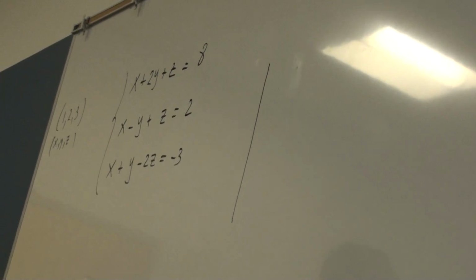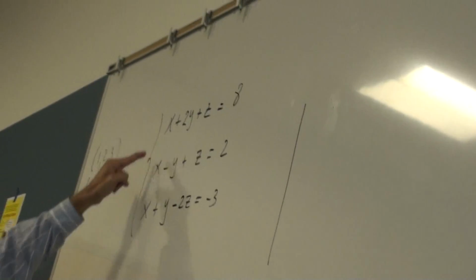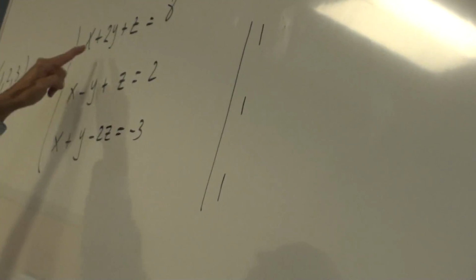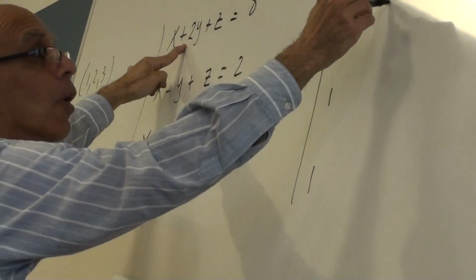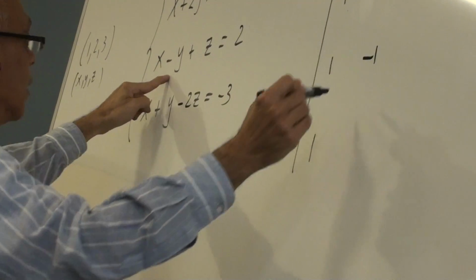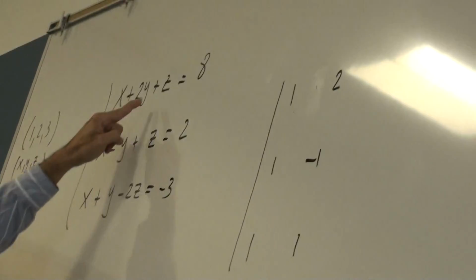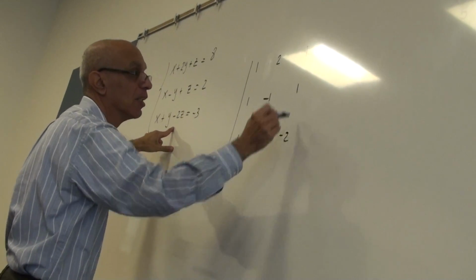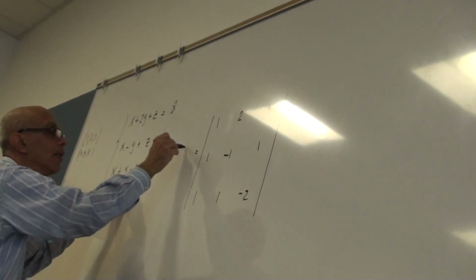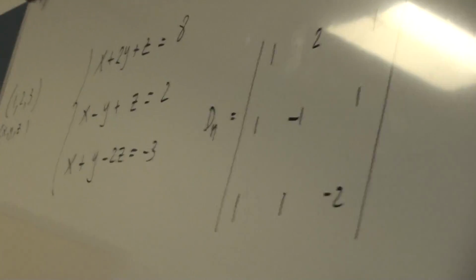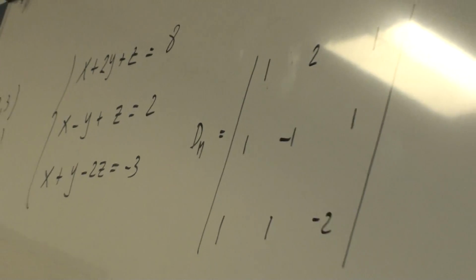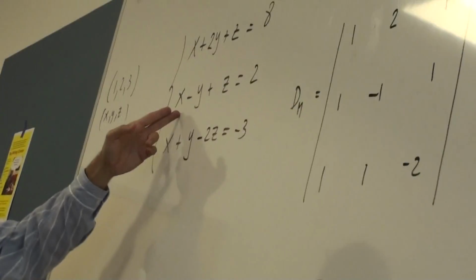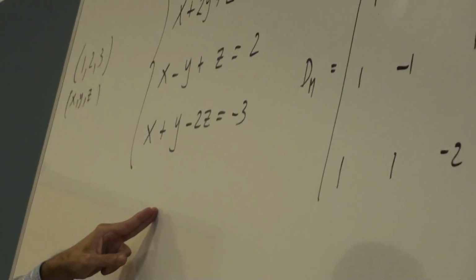What is the main matrix? So from here, 1, 1, 1, right? So 1, 1, and 1. From here is going to be 2, -1, and 1. And from here I have 1, 1, and -2. So this is the main matrix. All right? So now we need to build the dx matrix. All right? And the dy matrix. And the dz matrix. Right?